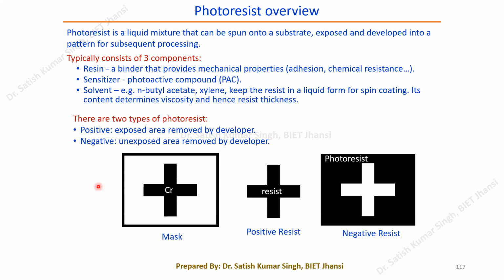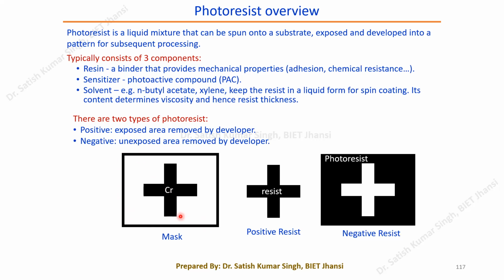So, as we can see in the case of the mask, let us say this mask contains a certain pattern. You can see here it is chromium. As I explained before, the UV rays cannot penetrate through this chromium layer, but through the transparent region the light can penetrate.